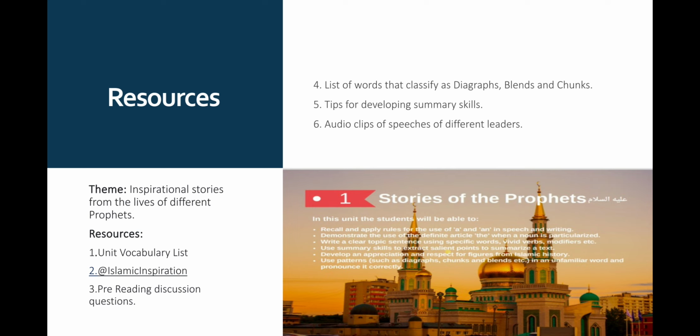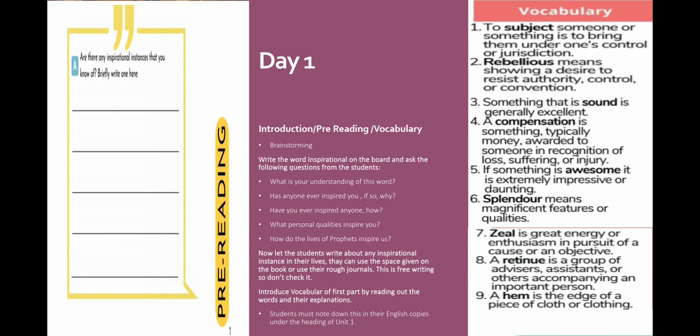So this is unit 1 of book 1 for grade 6. So, day one. Day one is the day when you will introduce the topic, introduce the passage, do the pre-reading exercise, and also introduce the vocabulary. The list of the vocabulary is given. This is given in the book as well. I have taken it straight from the book. What are you going to do? How are you going to start?